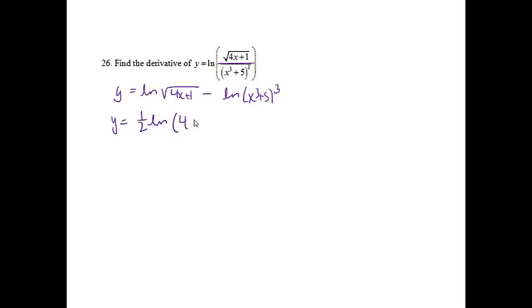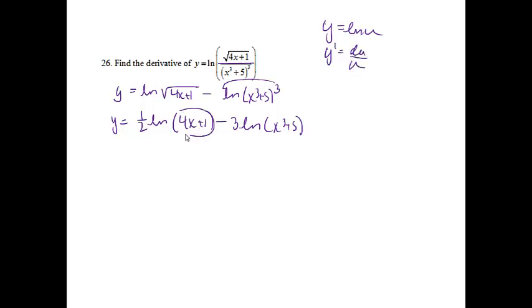So it's going to be 1/2 ln 4x plus 1 minus, I'm going to bump the 3 out front because it's also a power, 3 ln x cubed plus 5. Okay, I am now set up to find the derivative. Remember, if we have y equals ln u, y prime will just be du over u. So in this case, this is u, and then this one is u. Okay, so taking the derivative, the 1/2 is just going to tag along. The derivative of this would be du over u, so du would be 4 over u, and then minus, this 3 is just going to tag along. The derivative of this one would be du over u, so it's going to be 3x squared over x cubed plus 5.